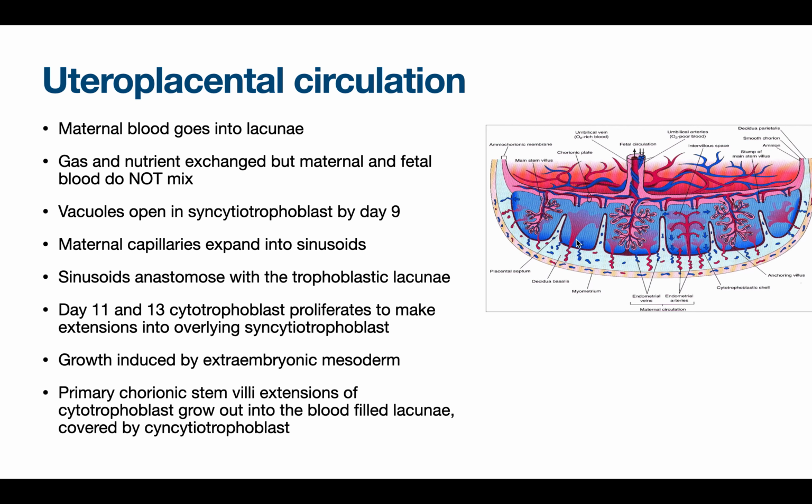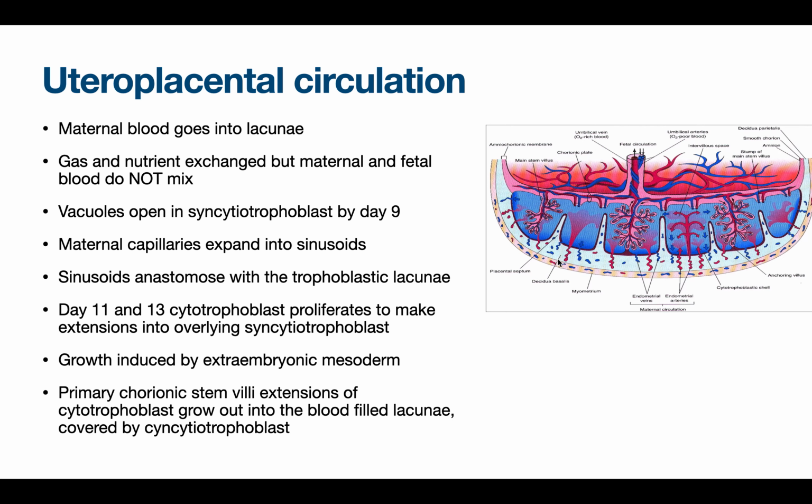And by days 11 to 13, the cytotrophoblast will proliferate to make the extensions, or the villi, into the overlying syncytial trophoblast. And the growth is all induced by the extra embryonic mesoderm. The primary chorionic stem villi are extensions of the cytotrophoblast that grow out into the blood-filled lacuna, and they're all covered by the syncytial trophoblast.